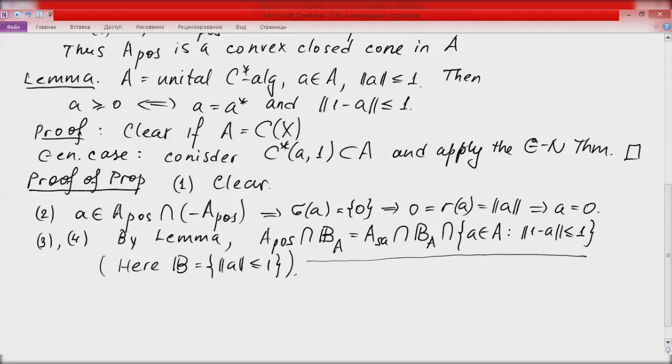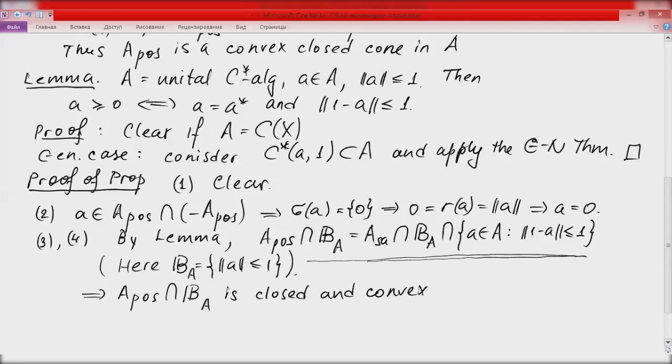And it does the job because, what can we say about the right-hand side of this formula? We have here two closed balls, all of them are convex. The set of self-adjoint elements is a real vector subspace, and it's also easy to see that the set of self-adjoint elements is closed. So the right-hand side of this equality is a convex closed set. This implies that the intersection of the positive cone with the unit ball is closed and convex. And this readily implies both 3 and 4.